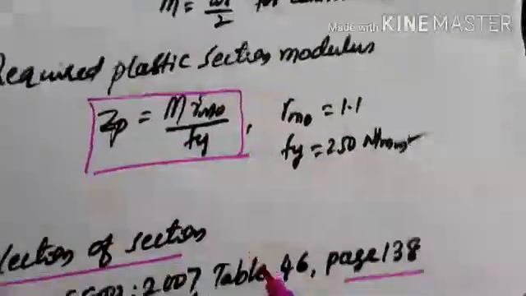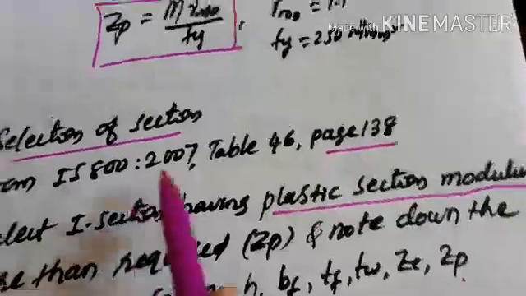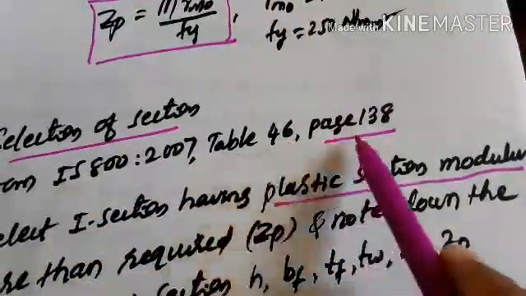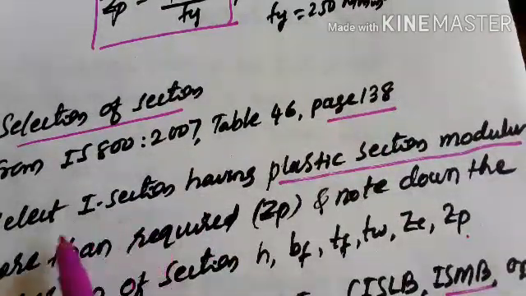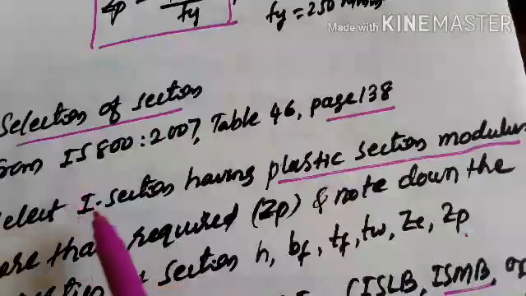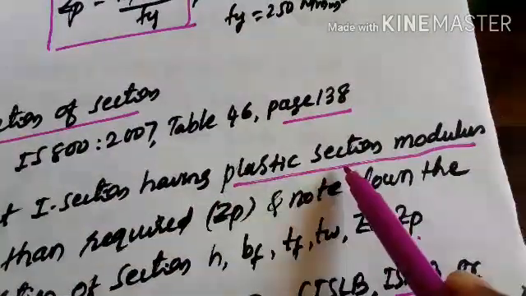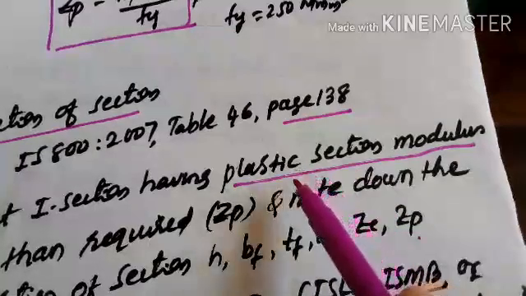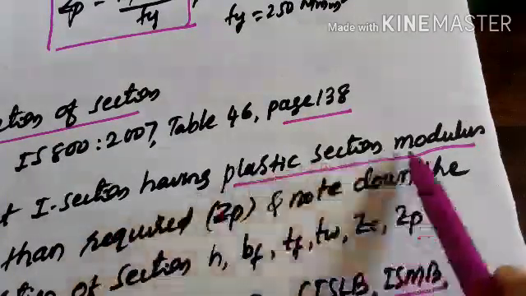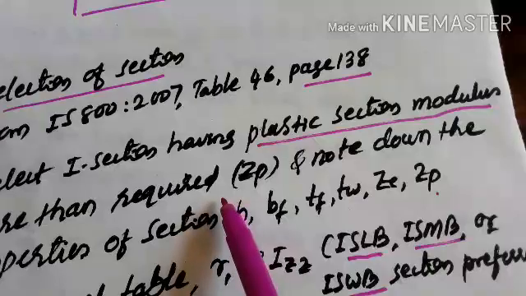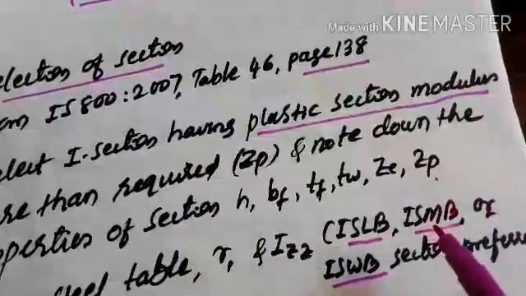For the required section modulus, you have to refer to IS 800 2007, Table 6, page number 138, where you will get various sections, and for each section you will have a section modulus. Then select an I section having a section modulus more than the required. Then note down the properties of the section.